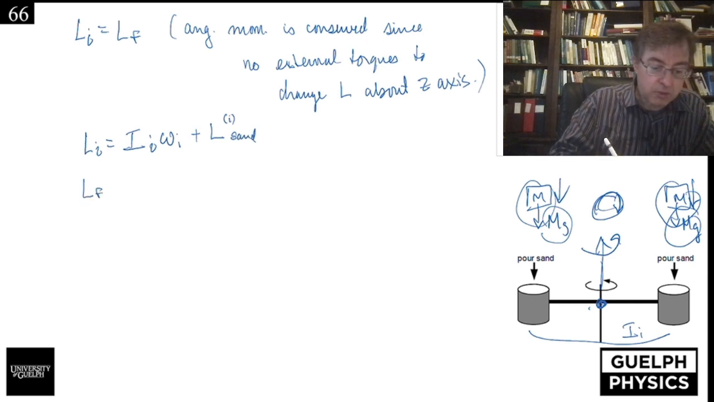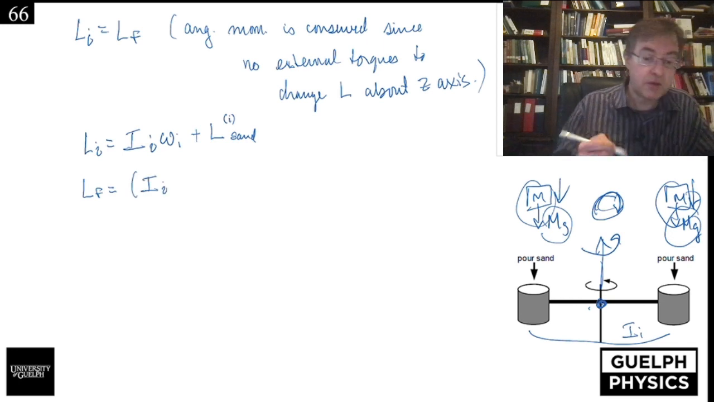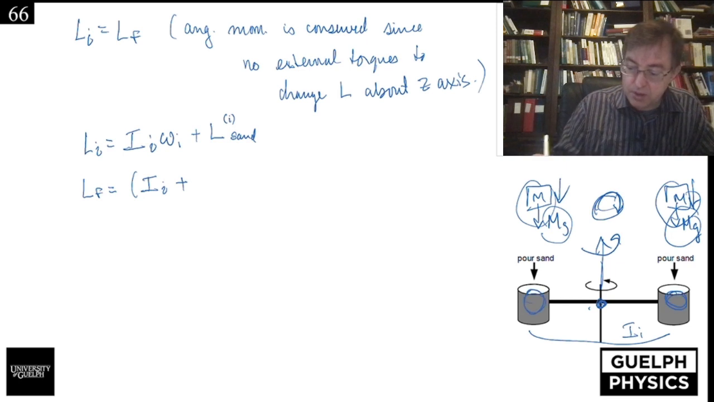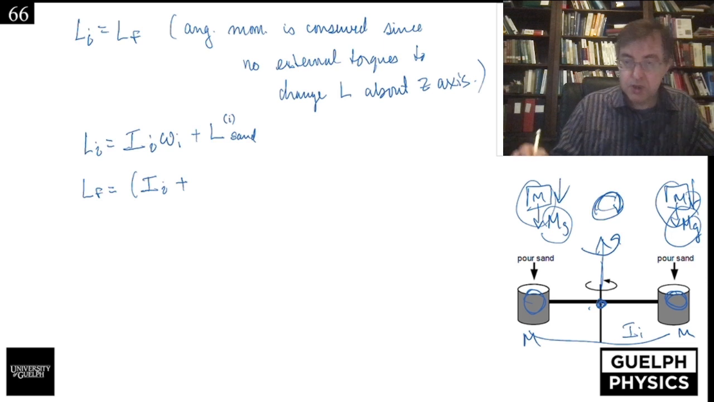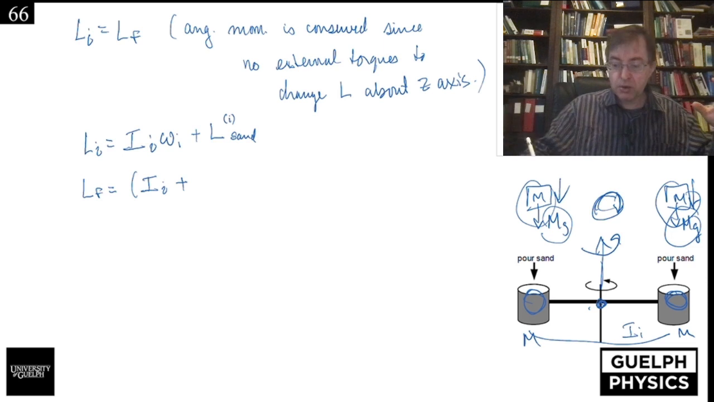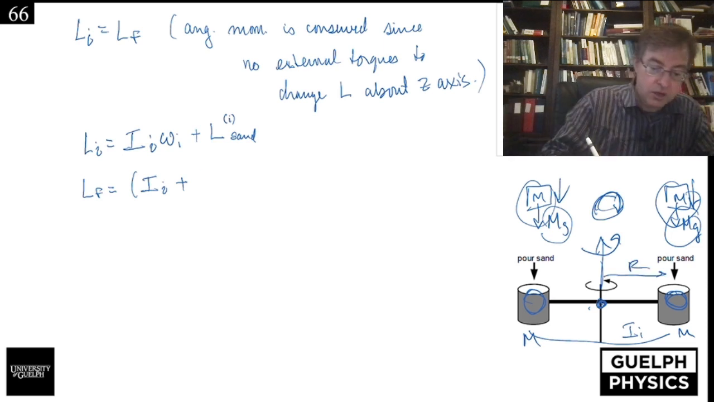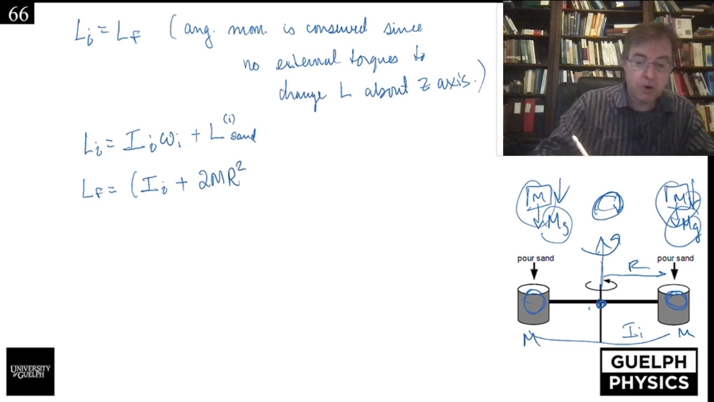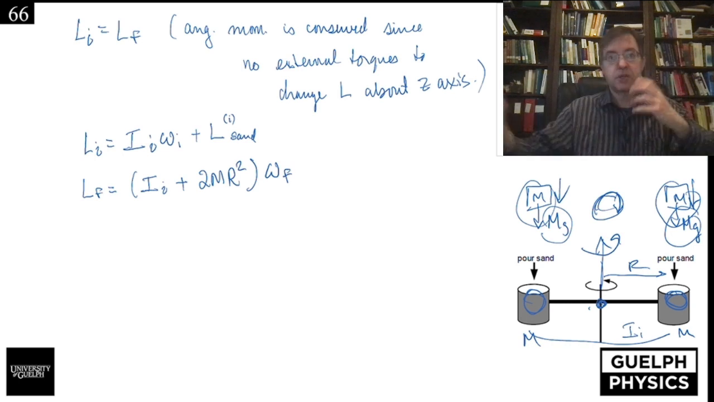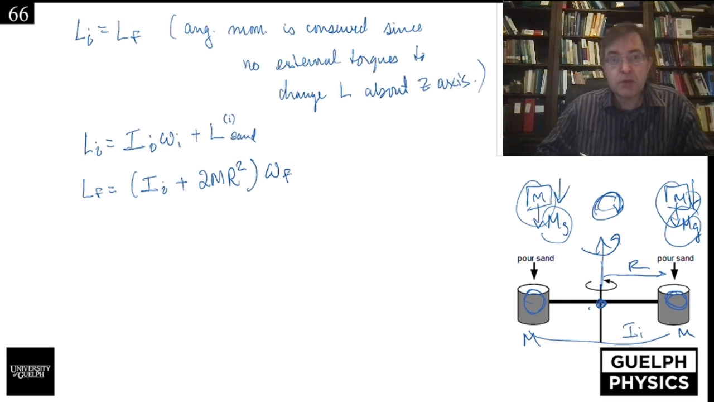And then the final angular momentum is just going to be given by the initial angular momentum of the buckets, plus the extra moment of inertia, because you have two masses at a distance r away from the axis, which are rotating. So you have two masses at a distance r squared. That gives you an extra 2mr² moment of inertia, and then you have some final angular velocity, because the whole system is rotating at some final angular velocity. And the question is whether omega f is larger or smaller than omega i.